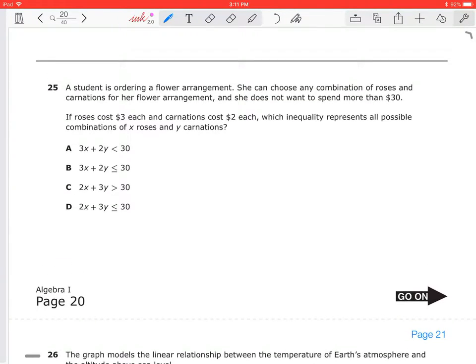All right, number 25. It says a student is ordering a flower arrangement. She can choose any combinations of roses and carnations for her flower arrangement. She does not want to spend more than $30. So we can count out C because that means it's greater than $30.